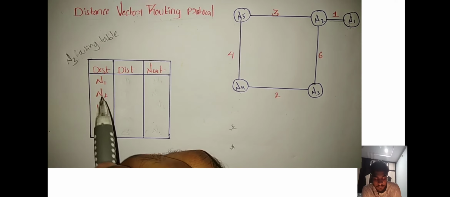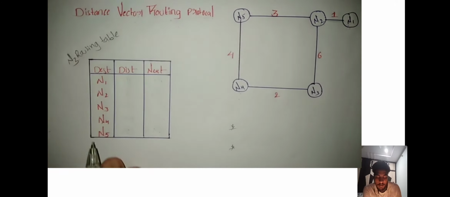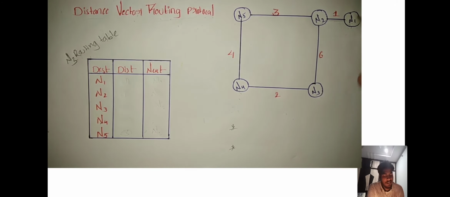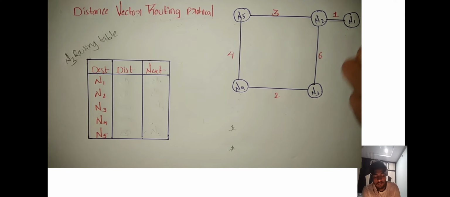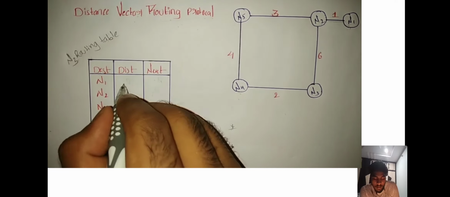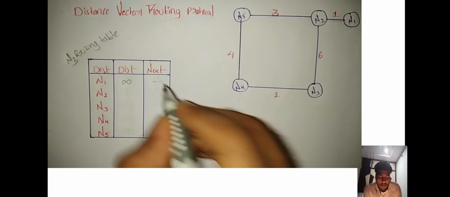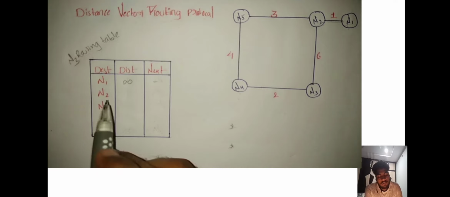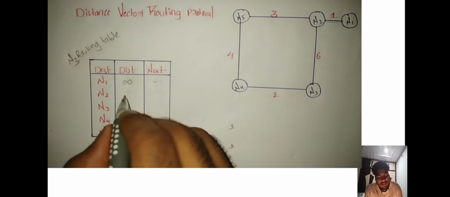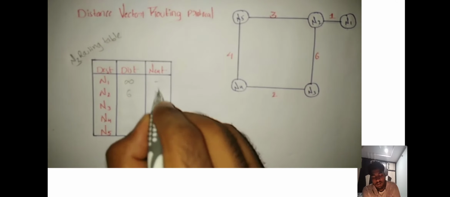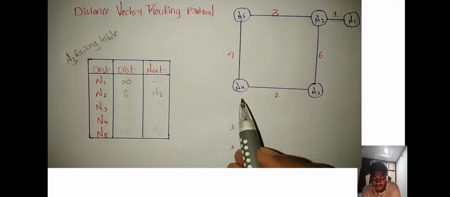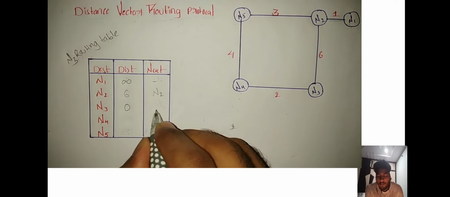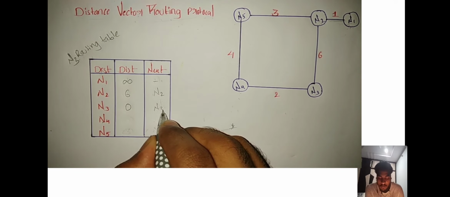Now we'll write the routing table of n3. We have to go to n1 from n3. Is there any direct link? No. That means n1 is not the neighbor of n3, so it cannot know about n1. And now we have to go from n3 to n2. As there is a direct link, the distance is 6 and the next node is n2. Now we have to go to n3 from n3. That means the distance is 0, and the next node is n3.